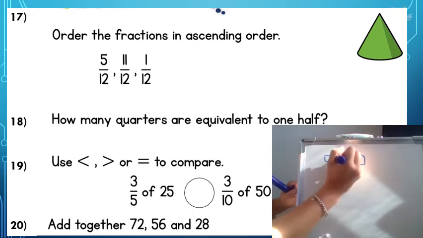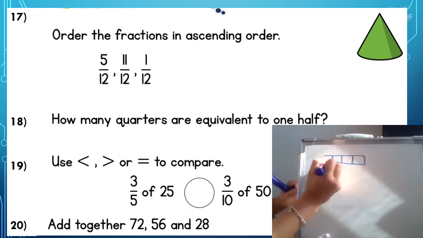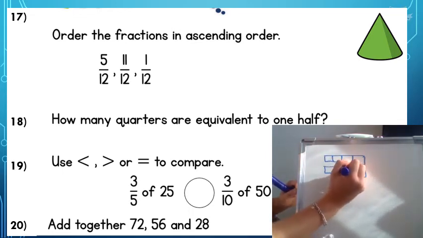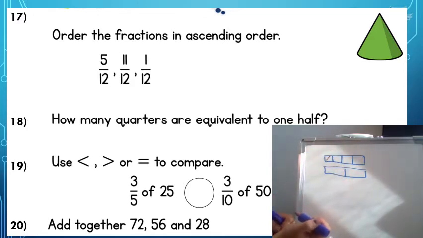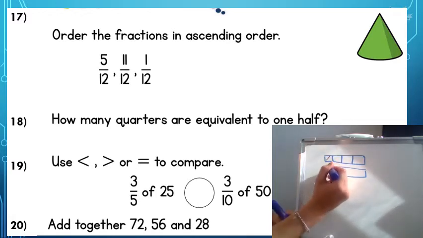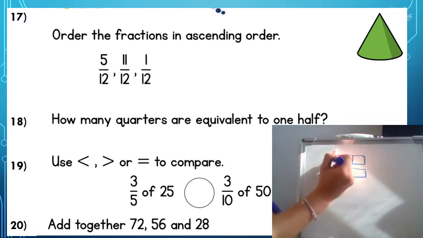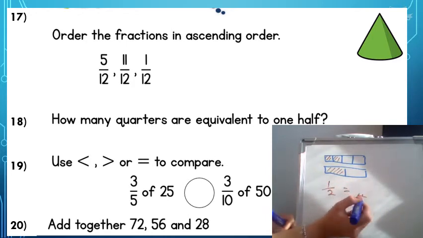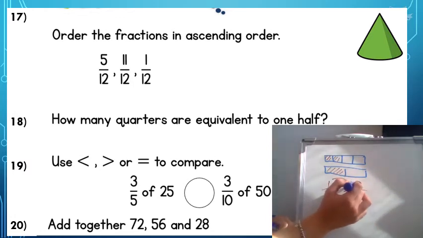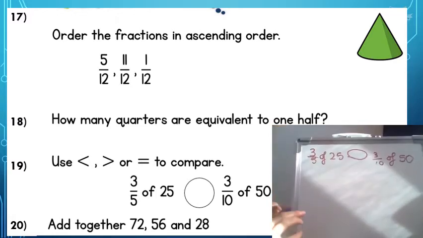For number 19, you could have drawn halves and quarters. If you had drawn what 1/2 was worth and realised how many quarters, you would say that 1/2 was equivalent to, well, we can see it's 2 quarters, because if we times the numerator by 2, we find the answer 2 quarters. Okay, so to compare, we need to work out these.